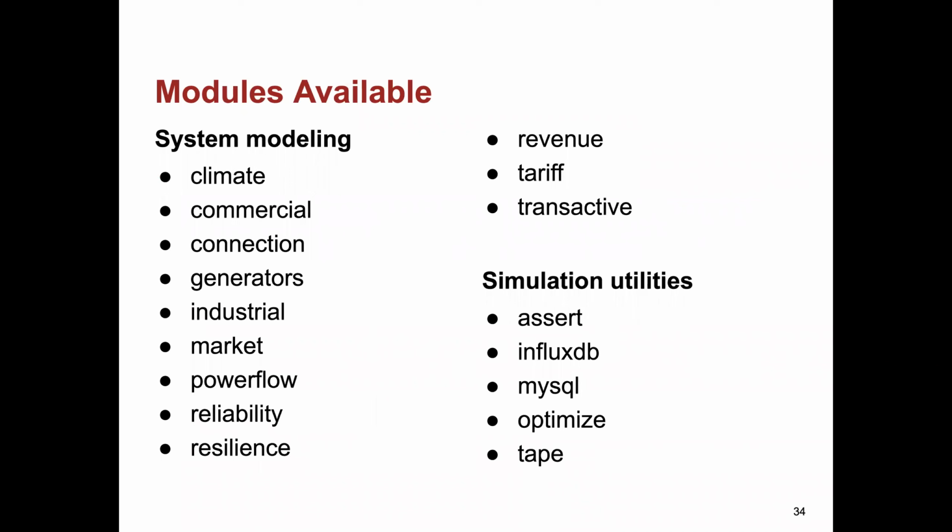There's really two categories of modules. You have modules that are used to model systems, and modules that provide what we call utility functions or supporting functions. So the first category is system modeling. We obviously have things related to climate. So there's a module that deals with weather data and typical meteorological year data from NREL, so climate data.